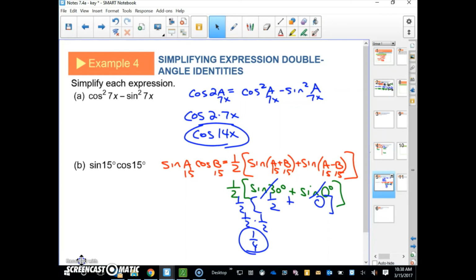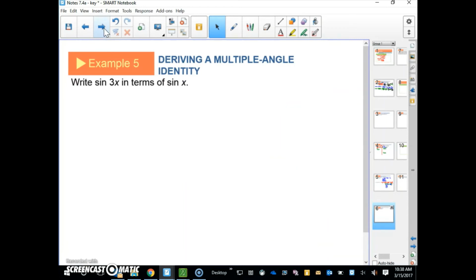So again, the key is find the identity that looks like it. Okay, let's do example 5. Write sine 3x in terms of sine x. This was a little bit harder, I think, because it doesn't look like any of the ones on the board. We don't have any triple angle identities. Best we have is a double angle identity, and so that's kind of the key. I want to break this down into something workable.